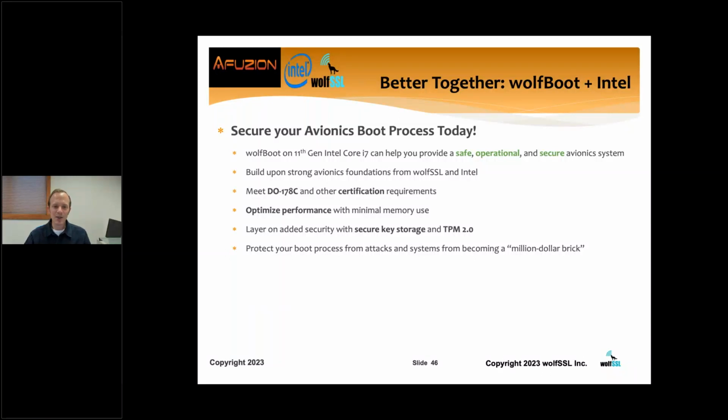So that gives you the overview of wolfBoot, how we got that to work on the Intel platform, some of the advantages and reasons you might want to do that. So, hopefully you can take some of this information and go on to help secure your avionics boot processes on Intel platforms, whether that be 11th generation Intel Core i7 or a related platform using wolfBoot. That can help you provide a safe operation and secure system.